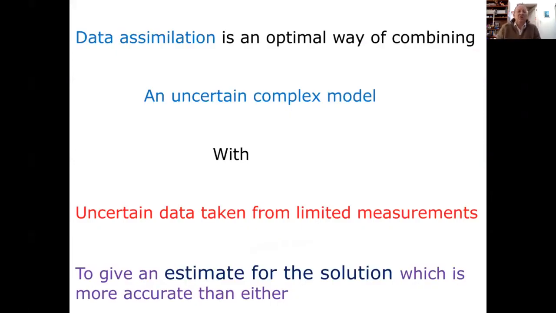So what is data assimilation? Well, essentially it is an optimal way of taking a model of some complex system, which comes with a ton of uncertainty, together with data from limited measurements of that same system, which also comes along with a ton of uncertainty. And the idea of data assimilation is that by combining a dodgy model with equally dodgy data, you can get an estimate for the underlying solution, which is hopefully more accurate than the data and more accurate than the model. So that's the plan. And basically, data assimilation does a pretty good job of achieving this result.